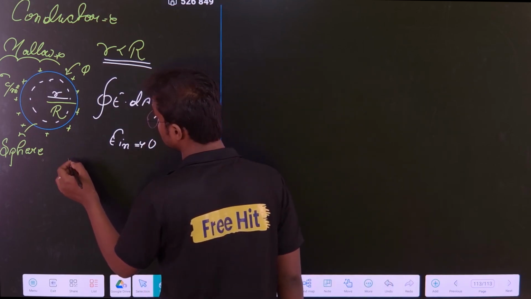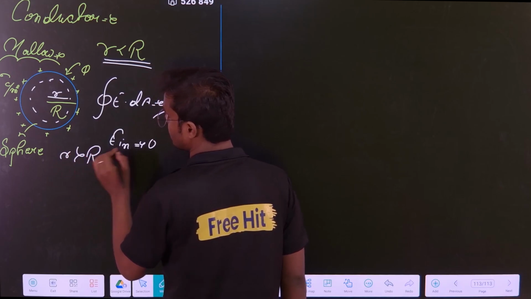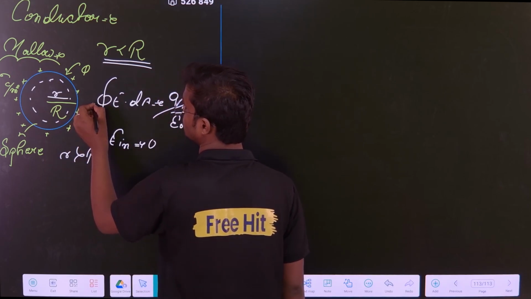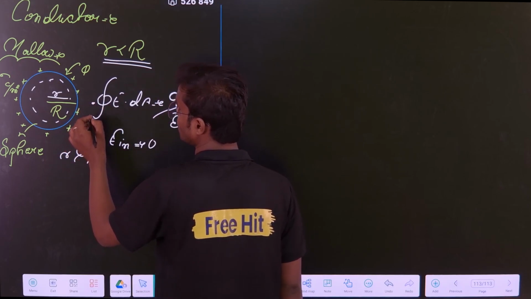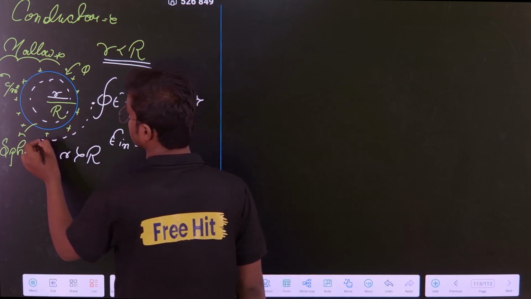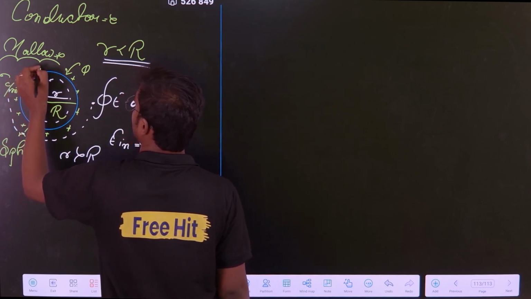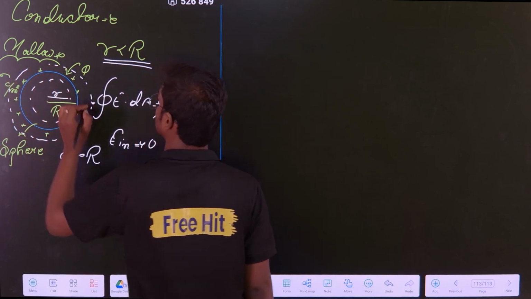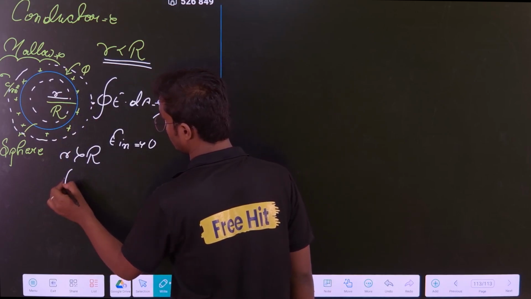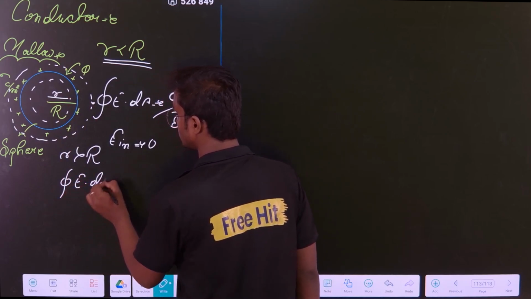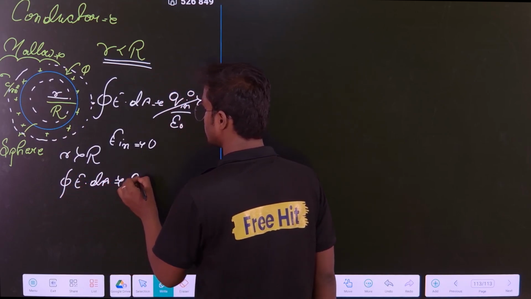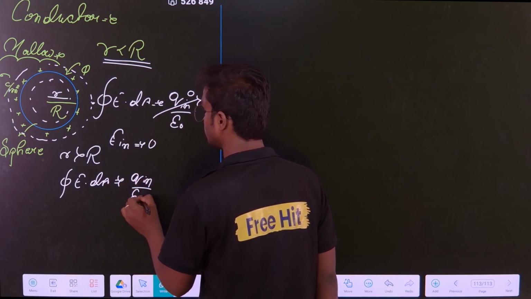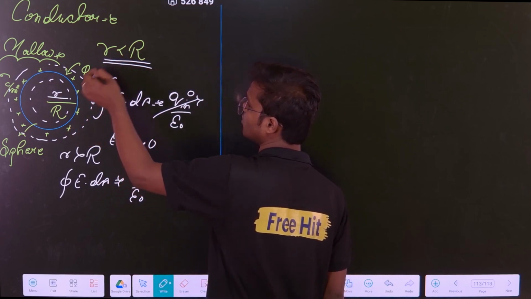Now the second case is r greater than capital R, meaning outside the conductor. Suppose this point. For this point I will take another Gaussian surface like this. Are you getting my point? This is my other Gaussian surface. So here I will write integral E dot dA is equal to q in by epsilon naught. Now first you tell me what is the total charge inside. That will be capital Q, correct?